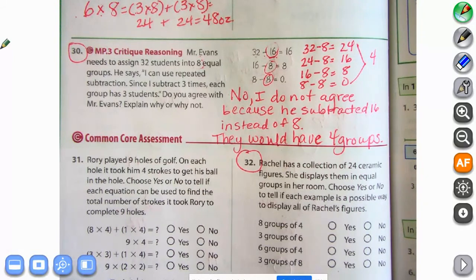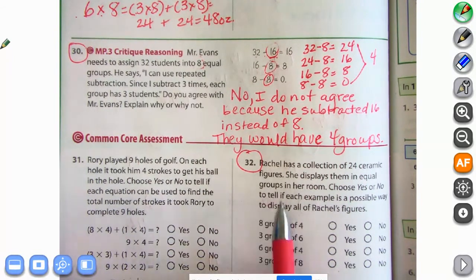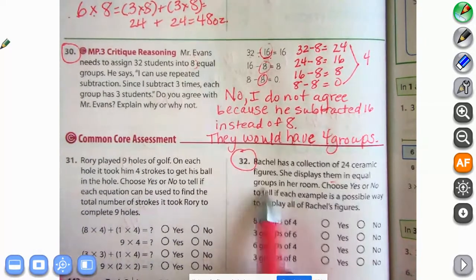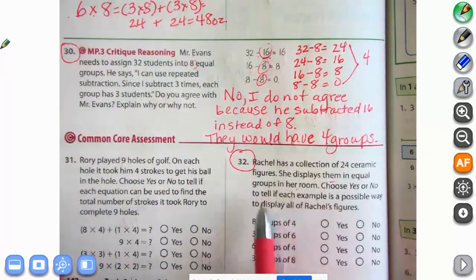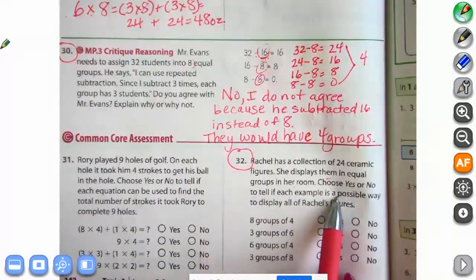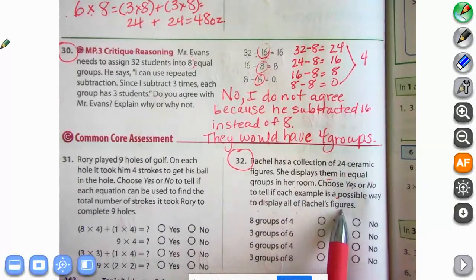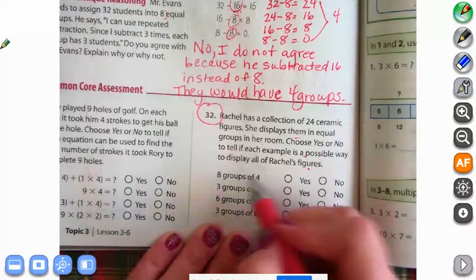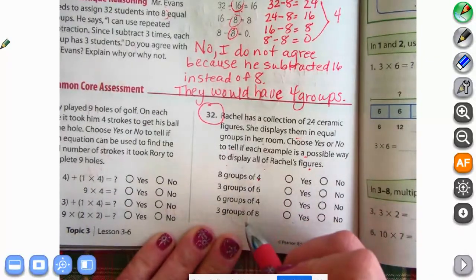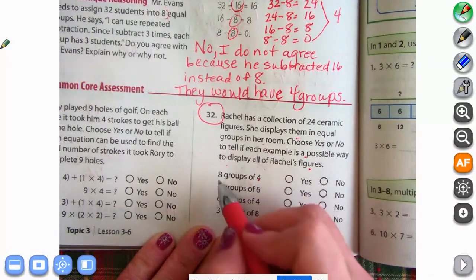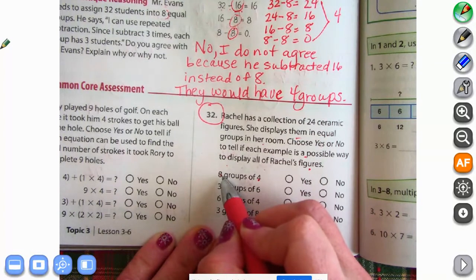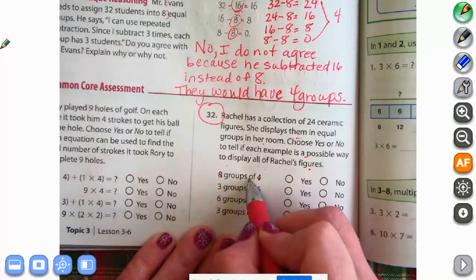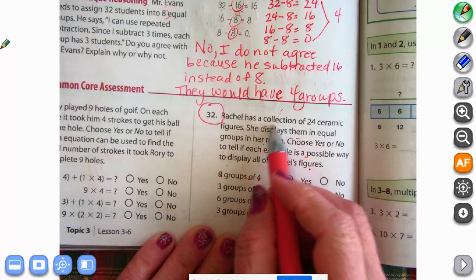Number 32. Rachel has a collection of 24 ceramic figures. She displays them in equal groups in her room. Choose yes or no to tell if each example is a possible way to display all of Rachel's figures. All right. So 8 groups of 4. 8, 16, 24, 32. Would that work? No.